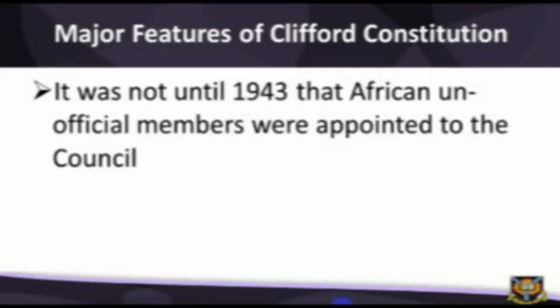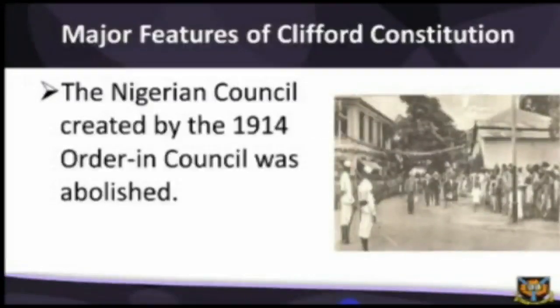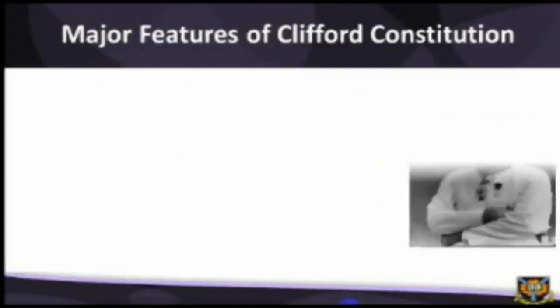The Governor, apart from being granted powers under the Constitution to make laws for the Northern Protectorate through proclamation, was also vested with the veto and reserved powers. The Governor also had powers to nominate members of both the Legislative and Executive Councils. Furthermore, the Nigerian Council created by the 1914 Order in Council was abolished.